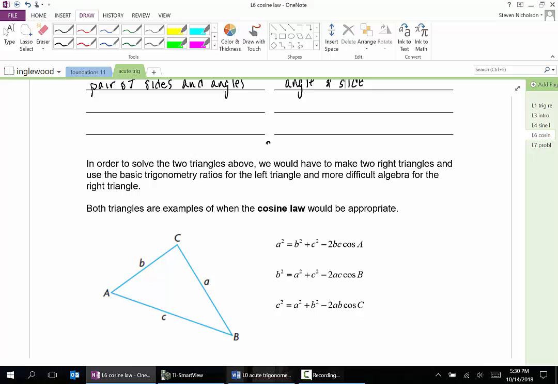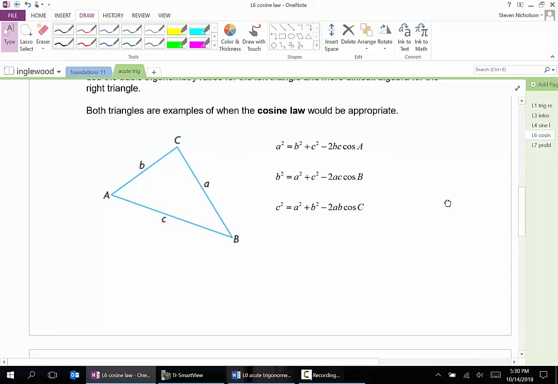So in order to solve the two triangles above, we could do exactly as we did with the sine law and make two right triangles and try to figure out some more complicated algebra, but we're not going to do that. What we are going to do is use the cosine law. And here are the three versions of the cosine law that we could use, but they're all the same.